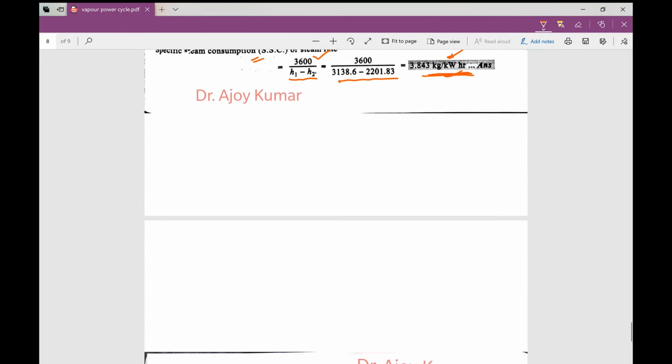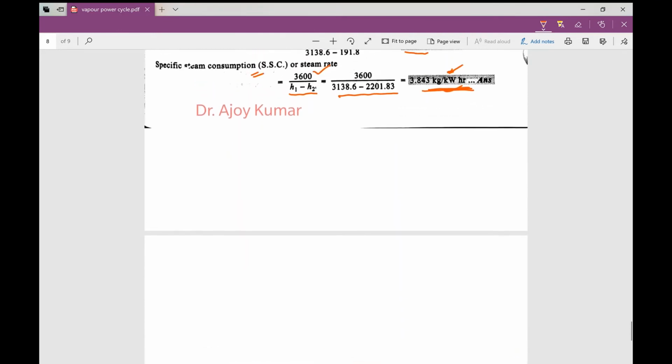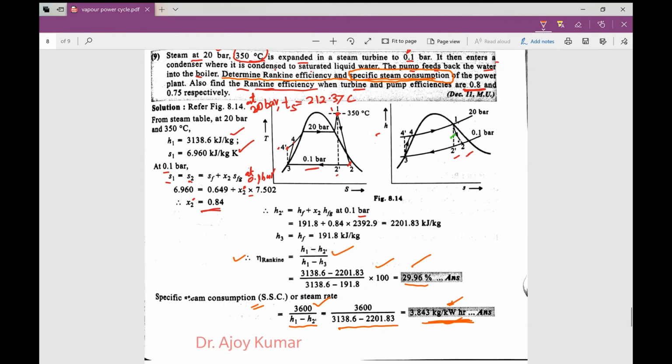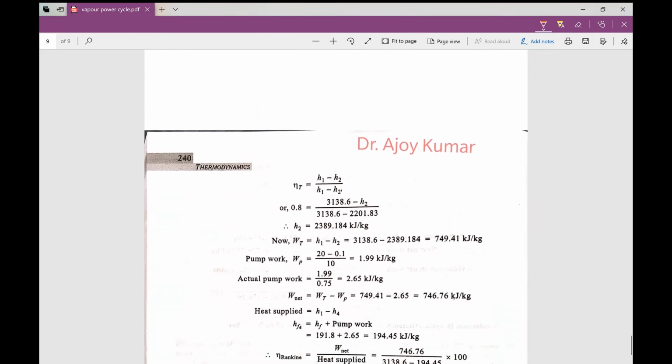Now students, the efficiencies of both are given: 0.8 for the turbine and 0.75 for the pump. So next time for calculating Rankine efficiency, we will take H2 in place of H2 dash. So let us move to that one.